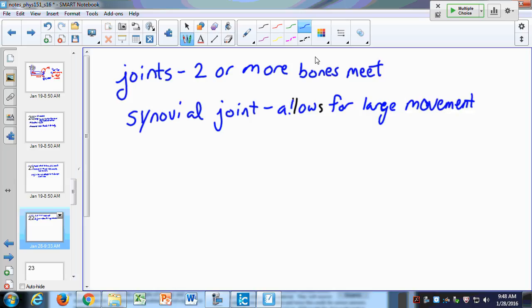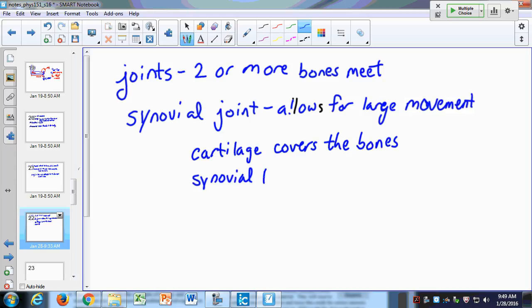You have two bones that come together. The bones are covered in cartilage to protect them. And then you also have what in between them? Fluid. You have what fluid? Synovial fluid, right. So you have two bones that come together, cartilage covers the bones, and there's synovial fluid in between the two bones. We'll talk about that in a later chapter when we get into fluids.